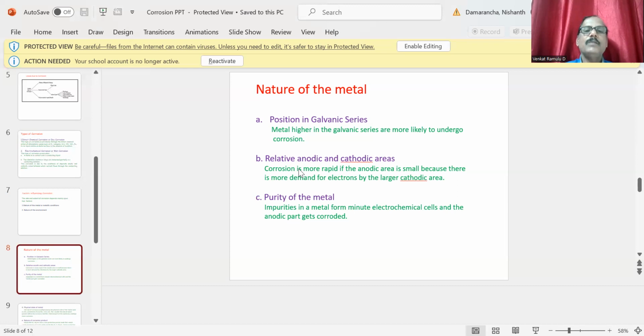Next, the third factor, that is purity of the metal. Whenever the metal is pure, the possibility of corrosion is less. The rate of corrosion will be less. But when some impurity is added to the metal, there is a possibility of the formation of minute electrochemical cells, and the anodic part will undergo corrosion. So impurity always increases the rate of corrosion.